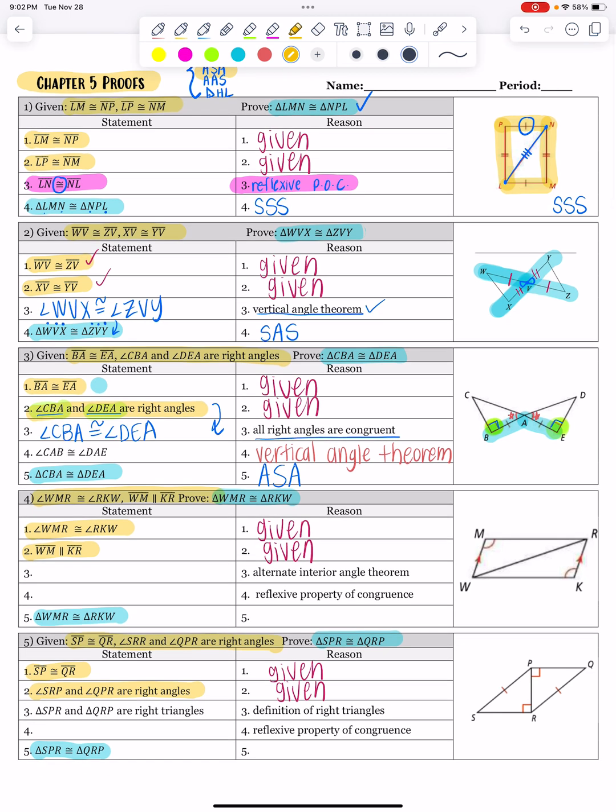Okay, so this very next one, this is interesting. The first thing I notice is that this does not say right here in the given, let me go a different color.